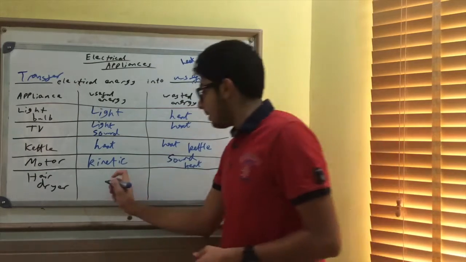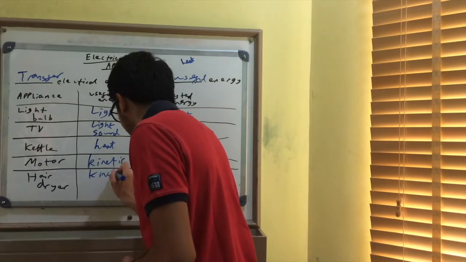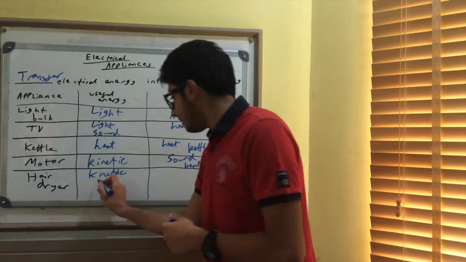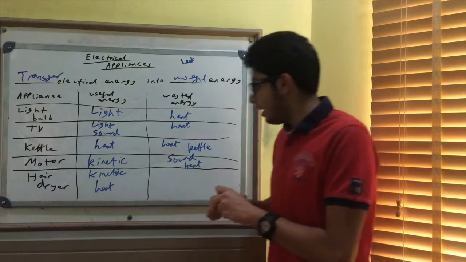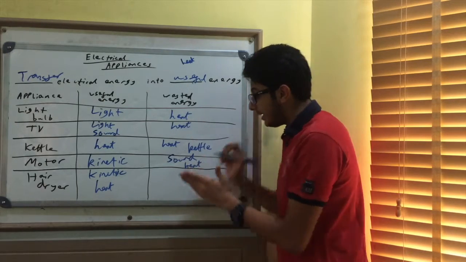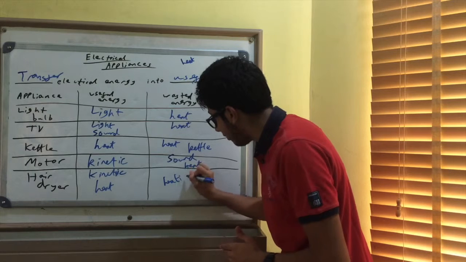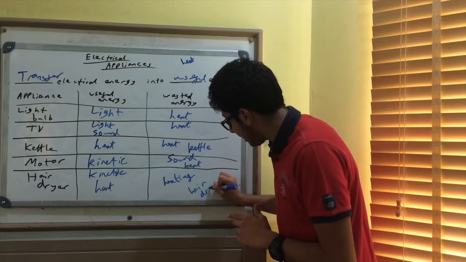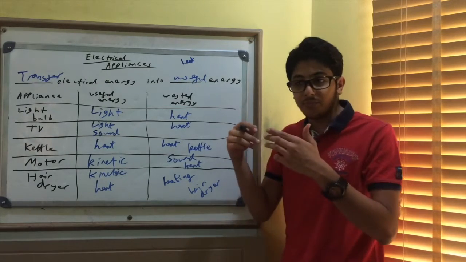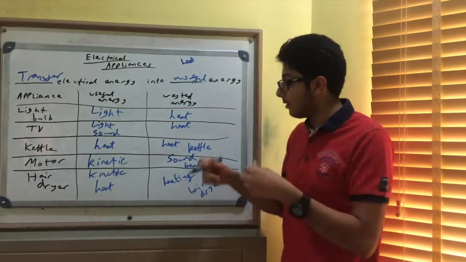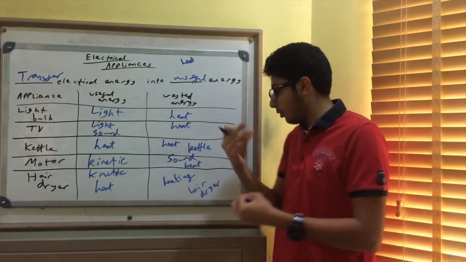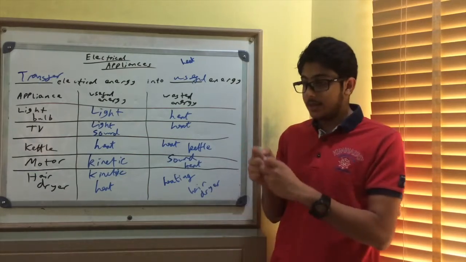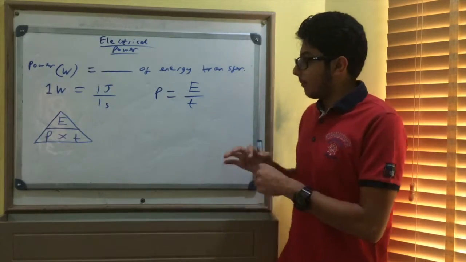A hair dryer, the kinetic energy of the air that flows out, and obviously the heat for drying the hair. But again, what's wasted? The heat, the heating of the element itself, the heating of the hair dryer itself. We don't want the hair dryer to get hot, we want the hair to get hot. We want the heat energy to dry the hair, not to heat the hair dryer itself, and therefore this heat energy is wasted.